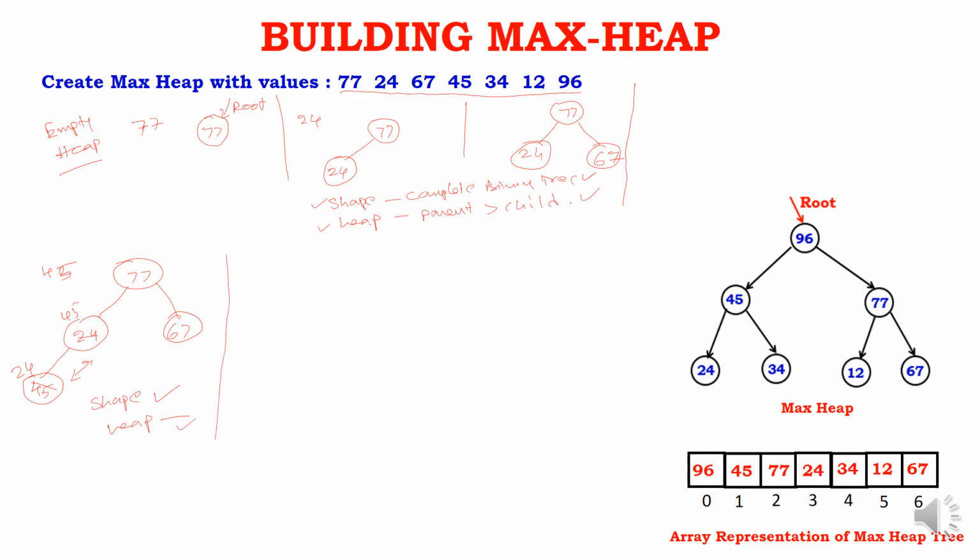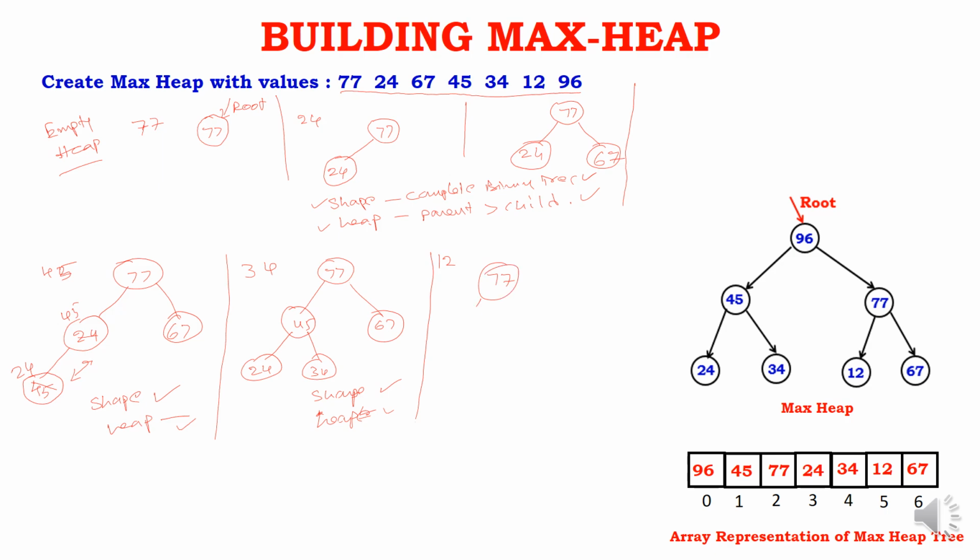Next. Insert next element. Insert 34. Now we are going to insert 34 as the next element. 45, 67, 24, 34. Now check, is it satisfying shape property? Yes. Is it satisfying heap property? 77 is greater than 45 and 67. 45 is greater than 24 and 34. Yes. Then insert 12.